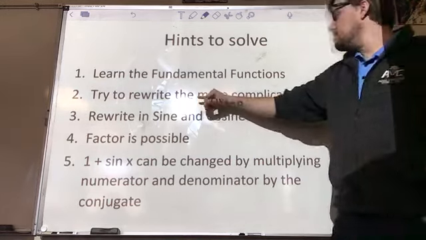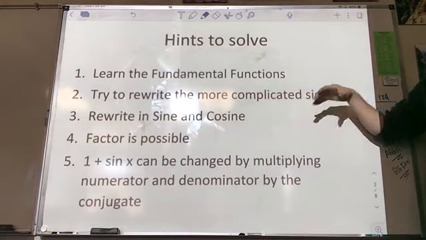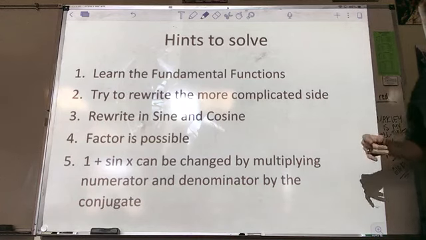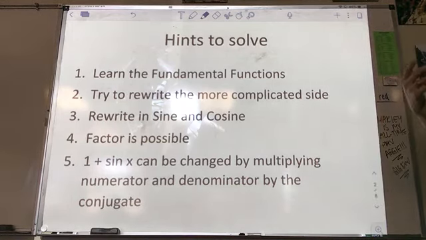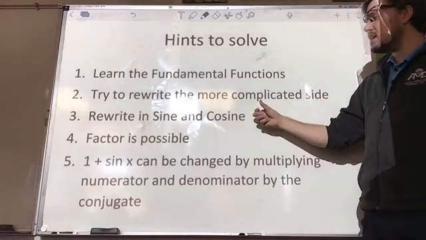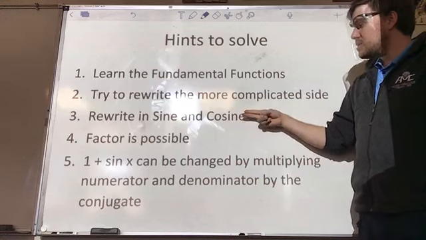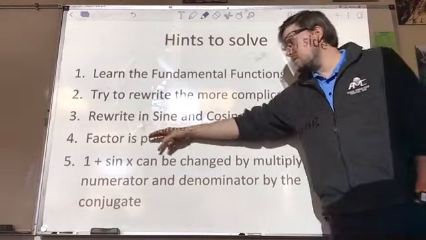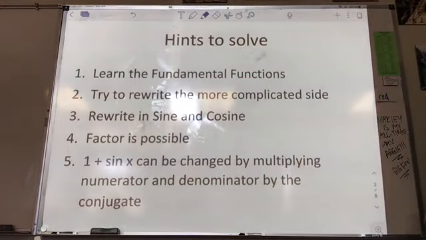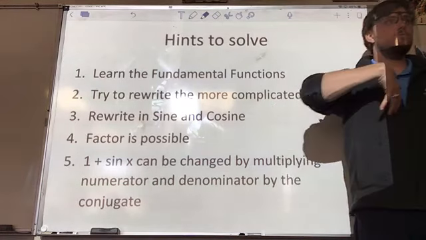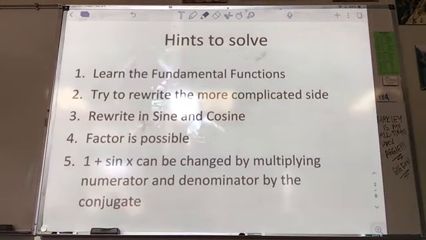Next, try to rewrite the more complicated side. We're going to look at it and decide which side looks harder, and that's the side we're going to work with, which is super counterintuitive, but we're making it simpler. We're trying to fix it. Rewriting in sines and cosines, I would actually recommend doing that last, as I talked about last class. We want to factor if possible. That's that algebra step that I was talking about. You want to do algebra: figure out the normal stuff, distribute, factor, all that stuff.